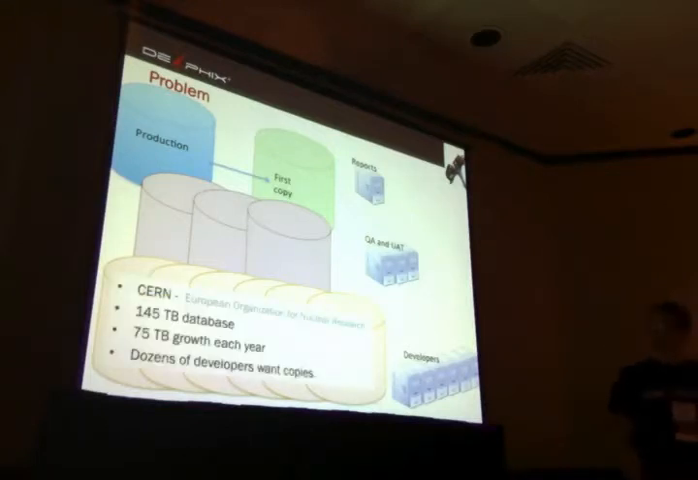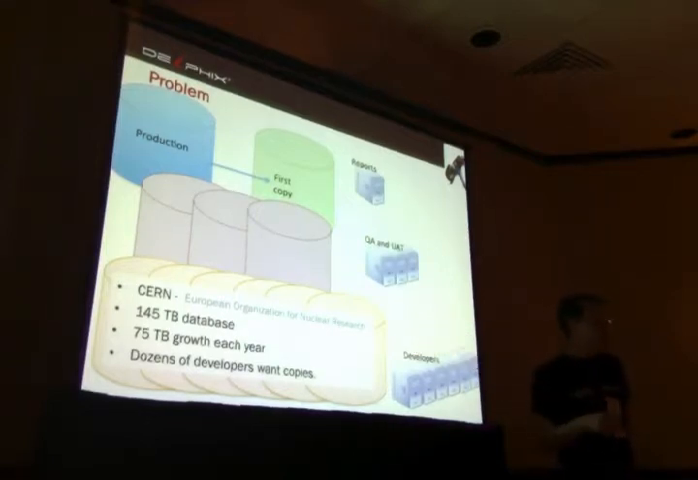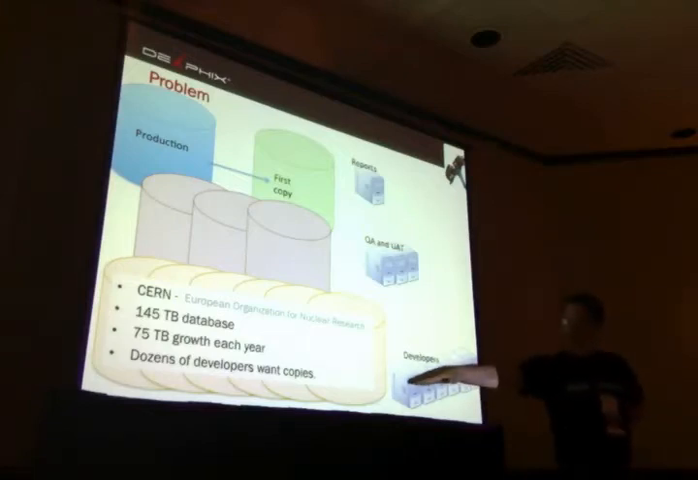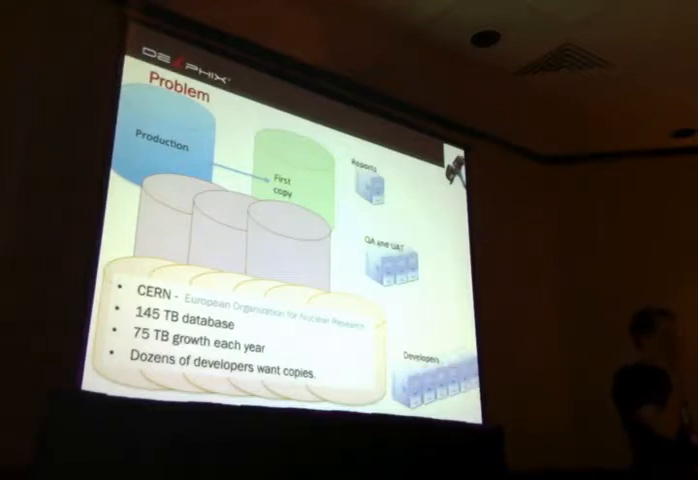This is one of my favorite examples. CERN is the European Nuclear Research Institute. Their biggest database is a 145 terabyte database. It's growing at 75 terabytes a year, and there's a couple of dozen developers who all want their own copy. It's not going to happen.